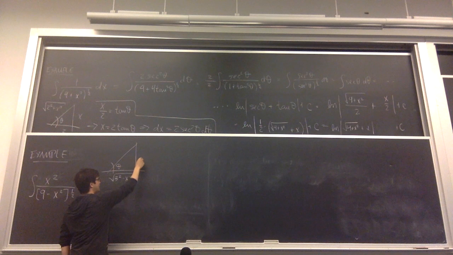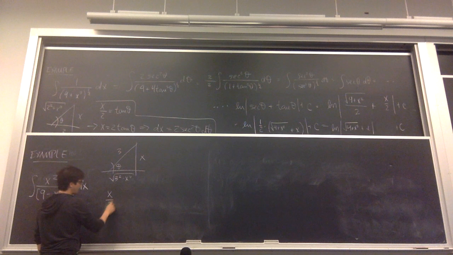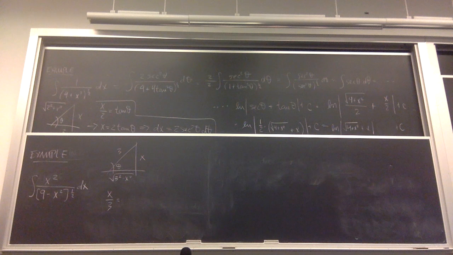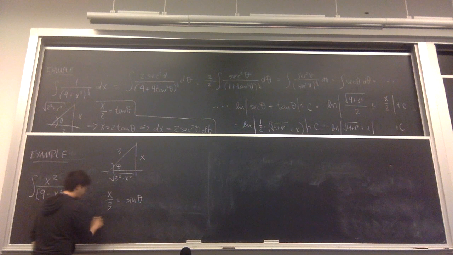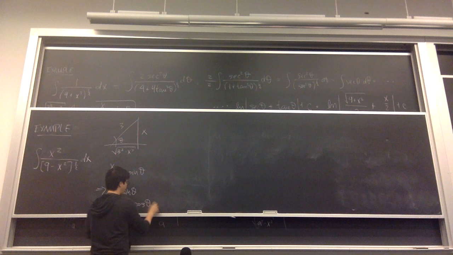So what substitution do we have here? Well, I want to isolate for x because I want to do a substitution. So I want to know what the ratio x over 3 is. What's the ratio of x over 3? That's opposite over hypotenuse. Sine theta. This means that x is equal to 3 sine theta is going to be our substitution. And we also have that dx is equal to 3 cosine theta d theta. Okay, so there's our substitution.